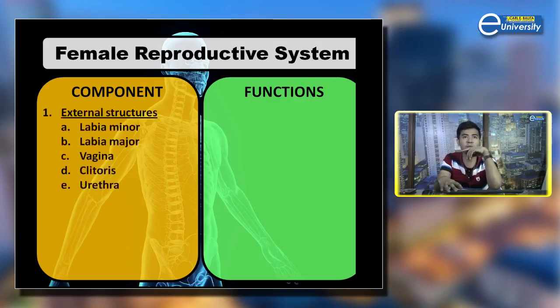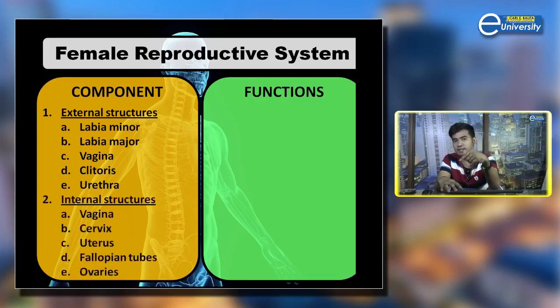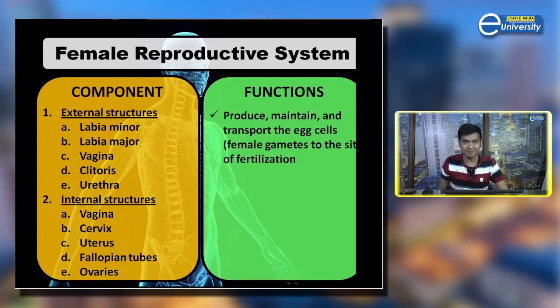The female reproductive organ has external structures and internal structures. For the external structures, we have the labia minora, labia majora, clitoris, and the urethra. For the internal structures, we have the vagina, the cervix, the uterus, fallopian tubes, and the ovaries.